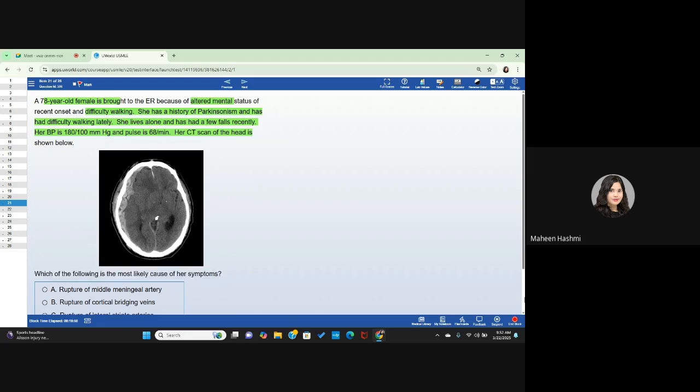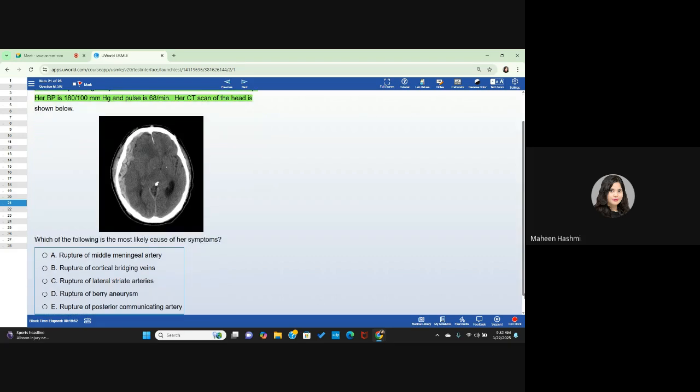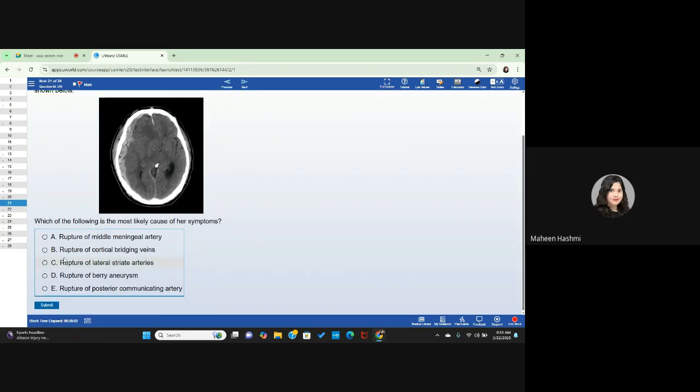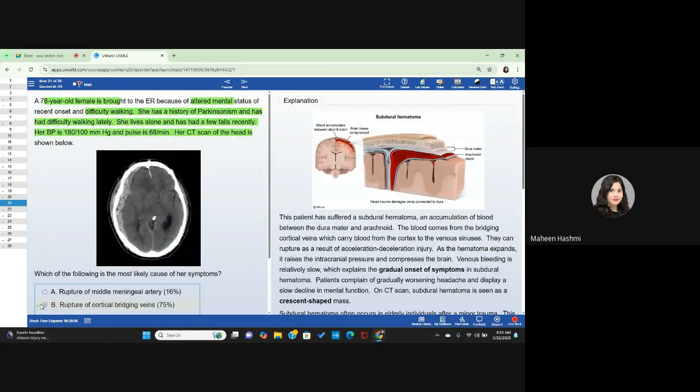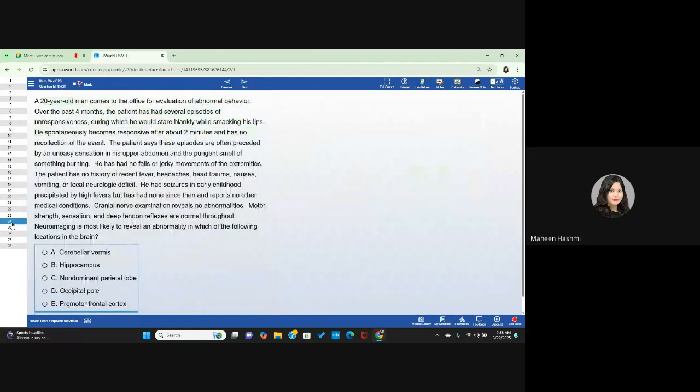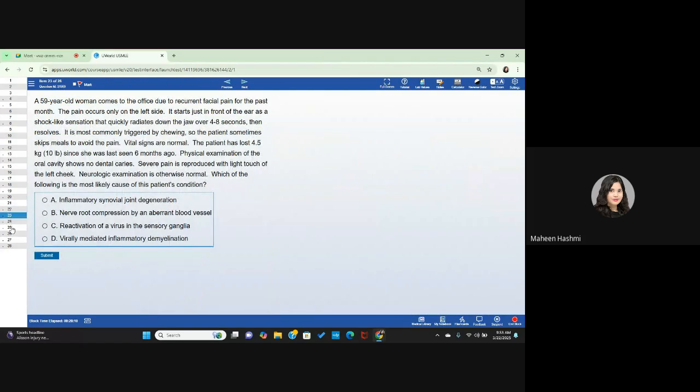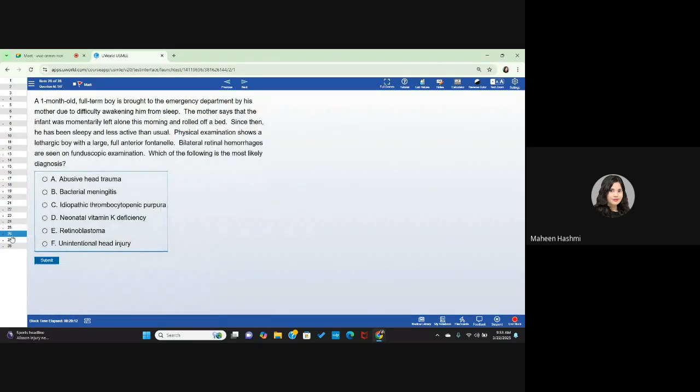So again, it's very advisable that you always go for a CAT scan in an elderly patient who's having altered mental status. You do the CAT scan and blood test, the normal workup, very important. All right, so what do you think the answer is? Rupture of bridging veins. B. Again, very easy. We discussed the concept already. It's very easy. Where are the difficult questions?